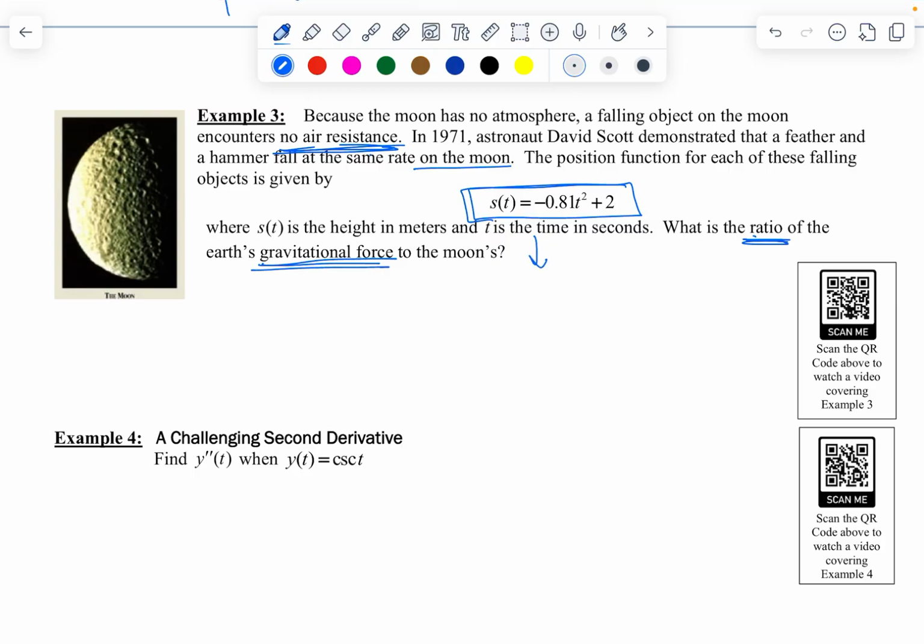So you have your S of t, you got to take that derivative for the moon. So this is the moon stuff. So you take that derivative and you end up with negative 1.6 t, but you need the gravitational force, which is the acceleration, and the acceleration is going to be negative 1.6. Now, they didn't give us the position function for the falling objects on Earth.